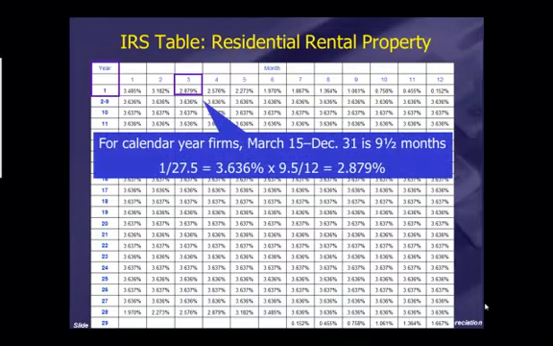Here again, for calendar year businesses or firms, March 15th through December 31st is 9.5 months. So the way they're illustrating how this percent has been computed, you would be taking 1 divided by 27.5 if you wanted to compute it, and that would be 3.636% for a full year. But since that first year is a partial year of 9.5, 9.5 divided by 12, when you do the math, that's where they come up with the 2.879%. It's been rounded to 3 decimal places.